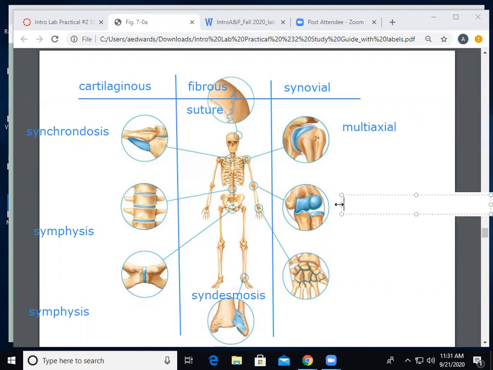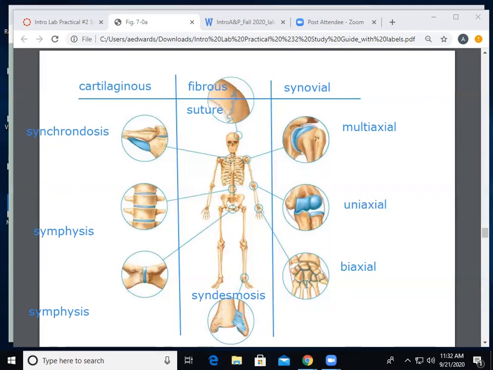Okay, your elbow joint is uniaxial. Okay, because you only can really move it in one plane of motion. Now the bones in your wrist, your carpal bones, are considered biaxial. In the sense that the way they're shaped, if you think about it, you can move your wrists side to side or front to back. Okay, 2 planes of motion.